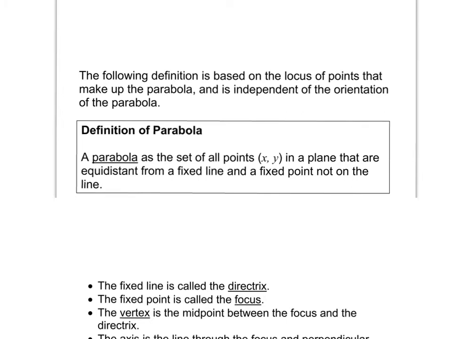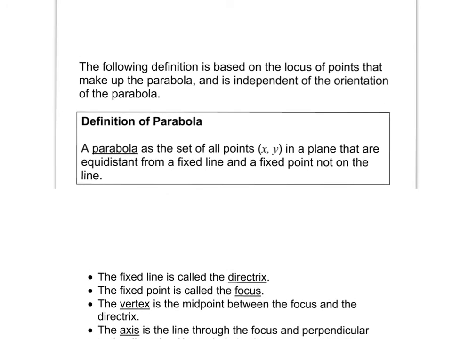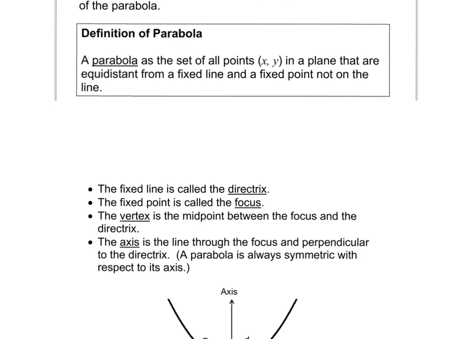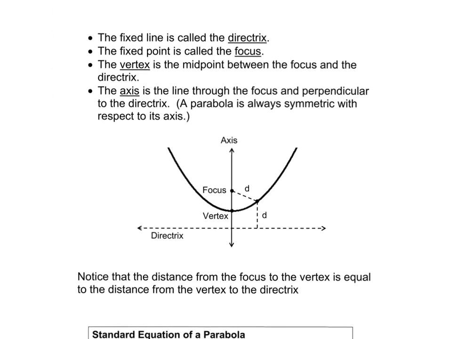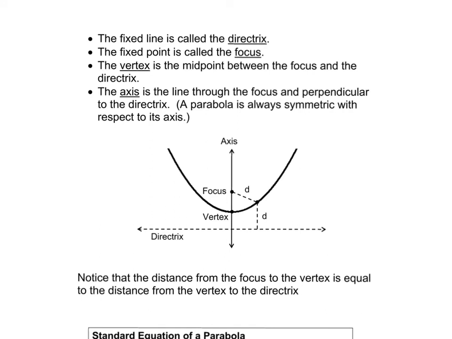So here's a new definition, and it's based on a group of points. If we have a group of points x, y that are the same distance from a fixed line and a fixed point that's not on the line, we get a parabola. So let's look at the parts of a parabola in this context. We first look at our parabola here. This is familiar, we've seen this before, but now we're going to look at a directrix and a focus.